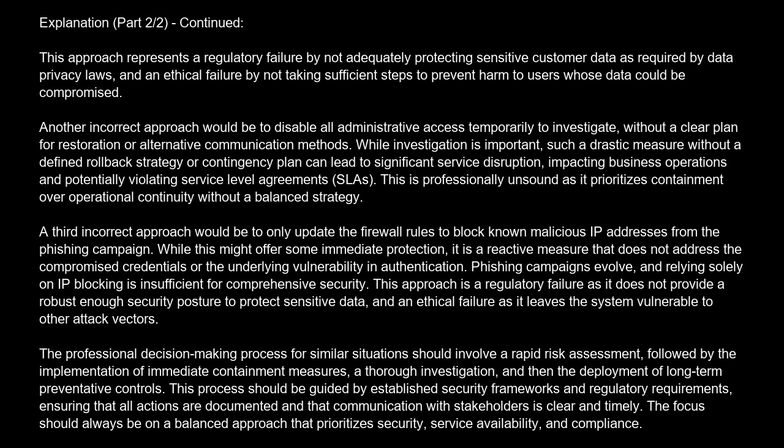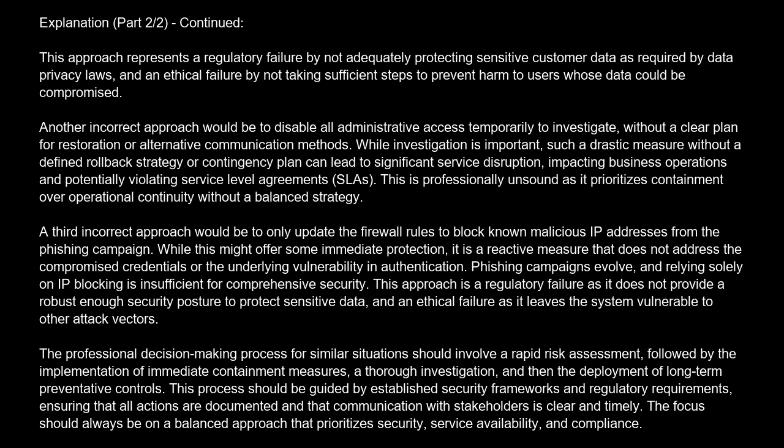A third incorrect approach would be to only update the firewall rules to block known malicious IP addresses from the phishing campaign. While this might offer some immediate protection, it is a reactive measure that does not address the compromised credentials or the underlying vulnerability in authentication. Phishing campaigns evolve, and relying solely on IP blocking is insufficient for comprehensive security. This approach is a regulatory failure as it does not provide a robust enough security posture to protect sensitive data, and an ethical failure as it leaves the system vulnerable to other attack vectors.